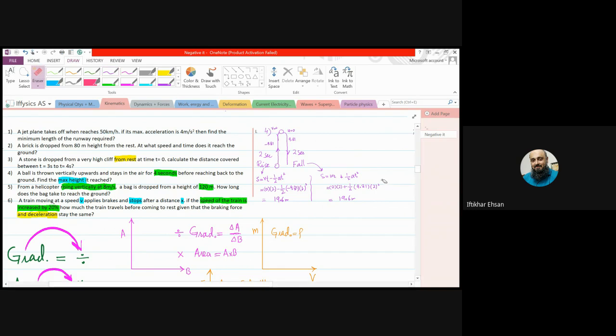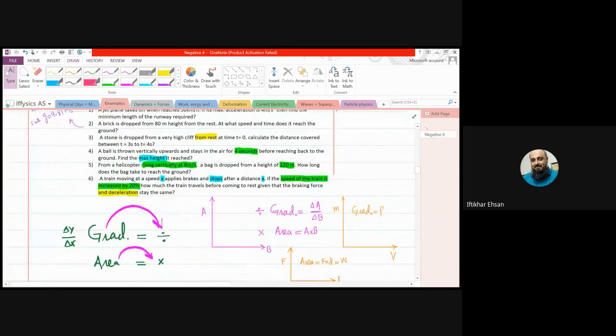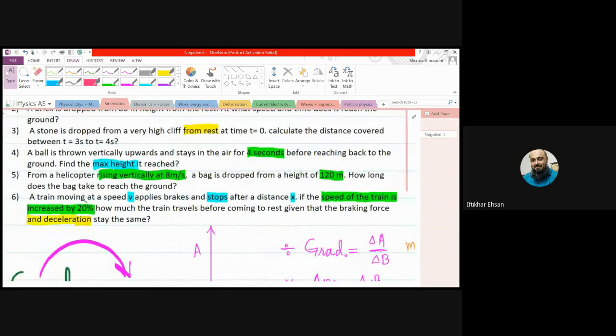So let's discuss question number 5. The best of the questions, I would say. From a helicopter rising vertically, rising means moving upward at 8 meter per second, a bag is dropped from a height of 80 meters. How long will it take to reach the ground?